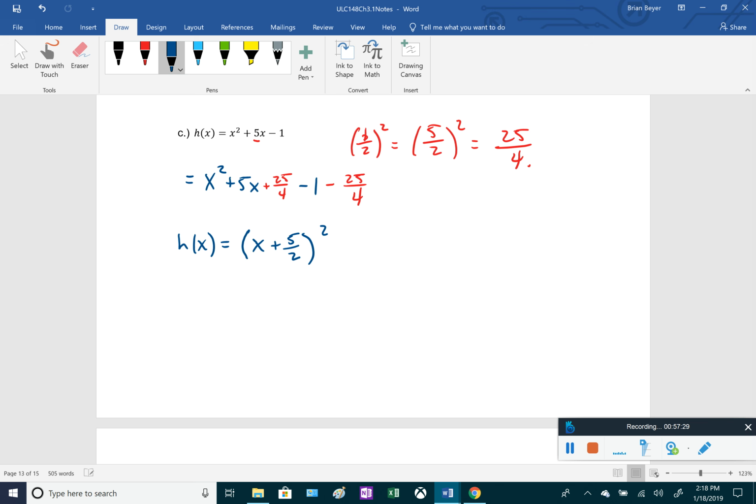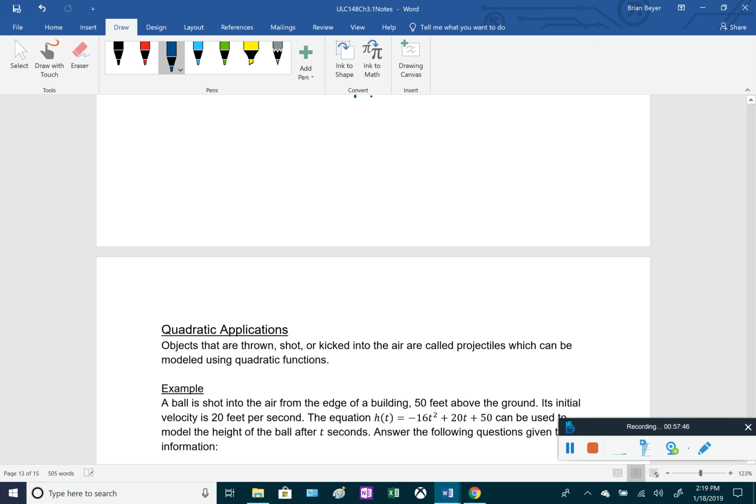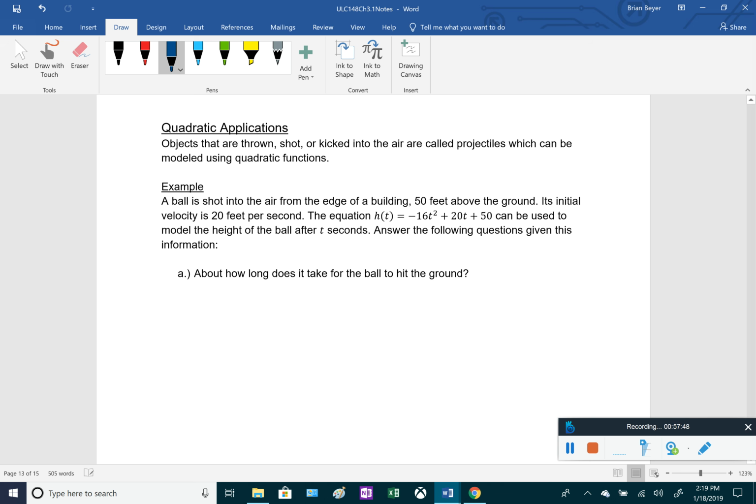And then negative 1 minus 25 over 4. You have to get common denominators. You would get minus 29 over 4. And that's your final result here. It kind of looks like an A. Okay, a little bit messier, but hopefully that wasn't too bad. All right, so let's do, what is this, like one more question here, and we'll do an application.